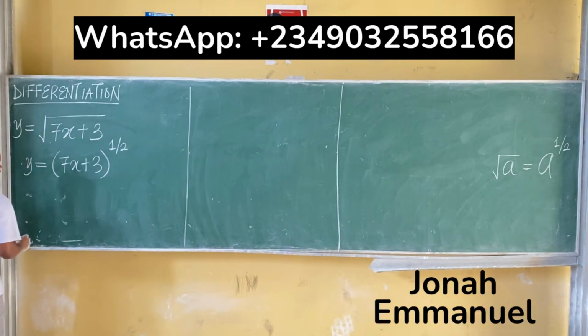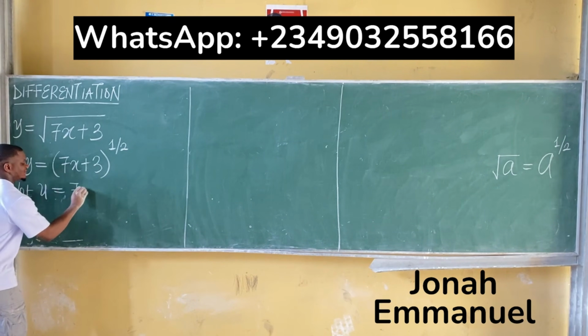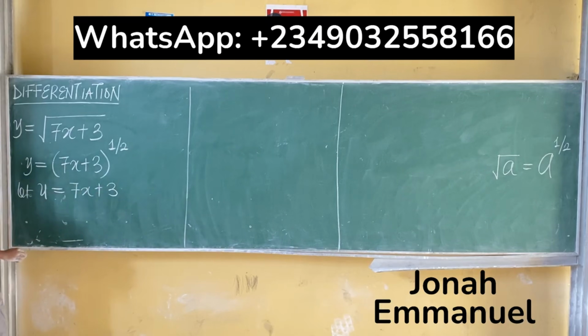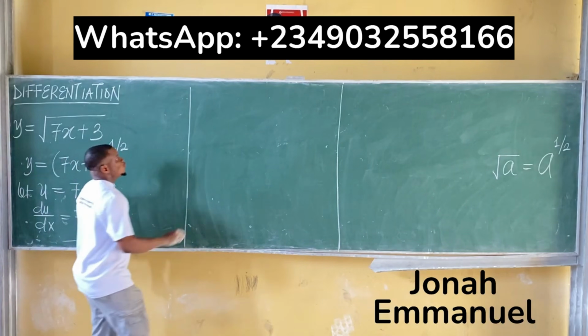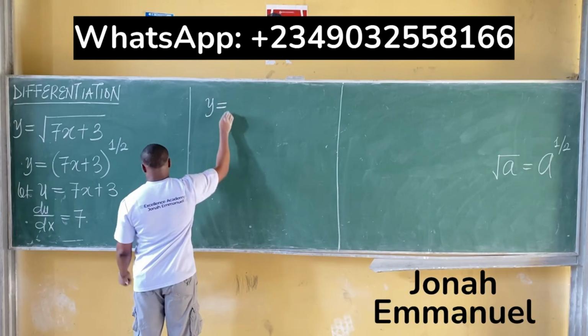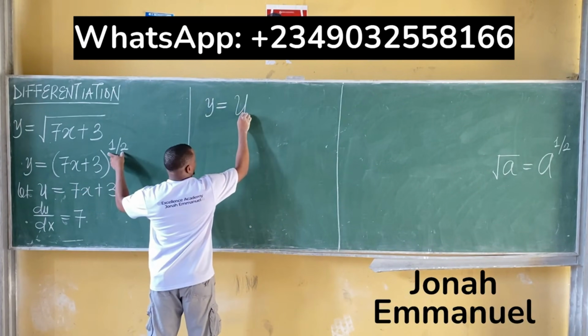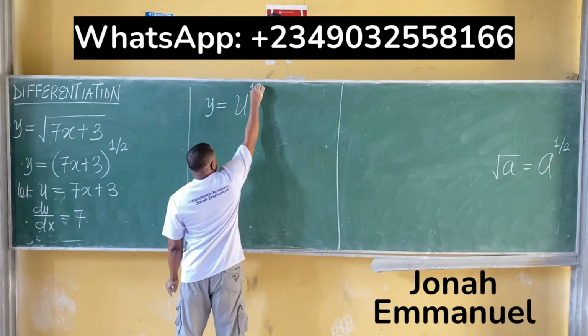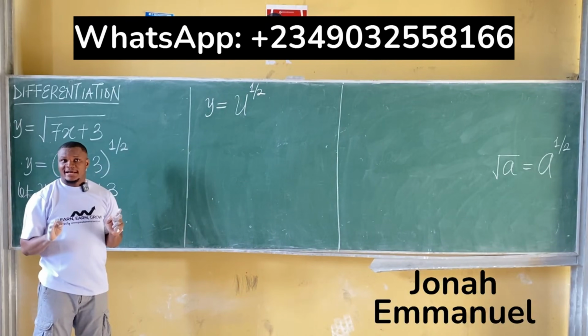First things first, we say let u be equal to what there? The term in the bracket, same thing we've been doing: 7x plus 3. What is du dx? du dx is equal to 7. Also, we have that y is equal to u to what power now? The same thing, just that now it is half. No big deal.